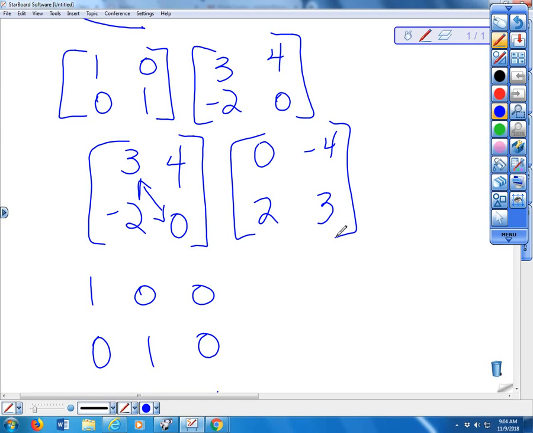Okay? Then you divide it by the determinant. Okay, and what's the determinant here? It's 0 minus negative 8, which is positive 8. Okay, and so really this is the same as taking 1/8 times this matrix.